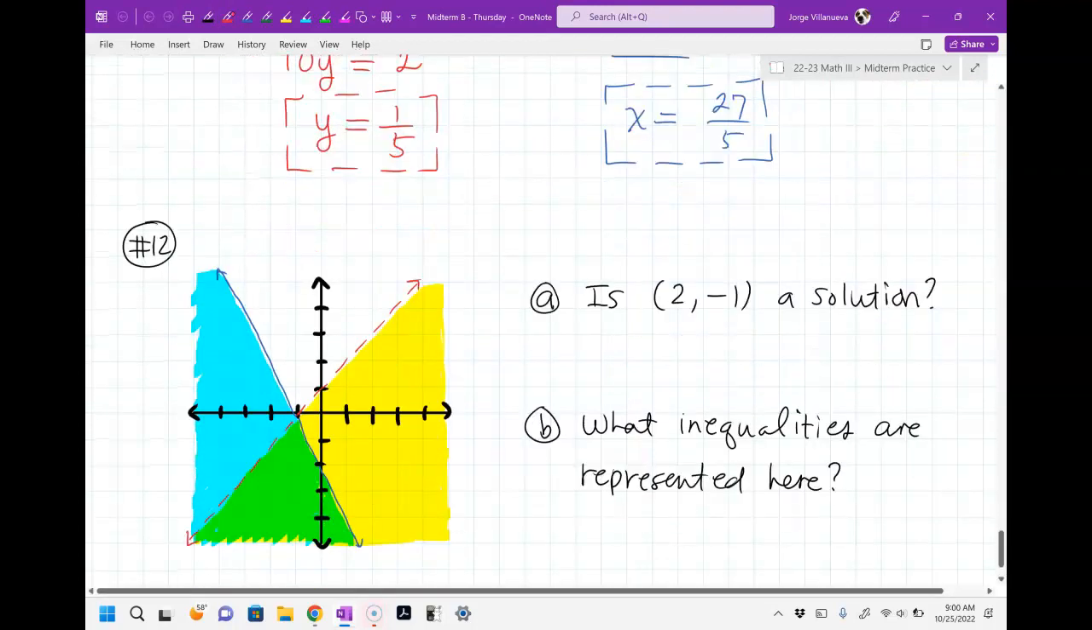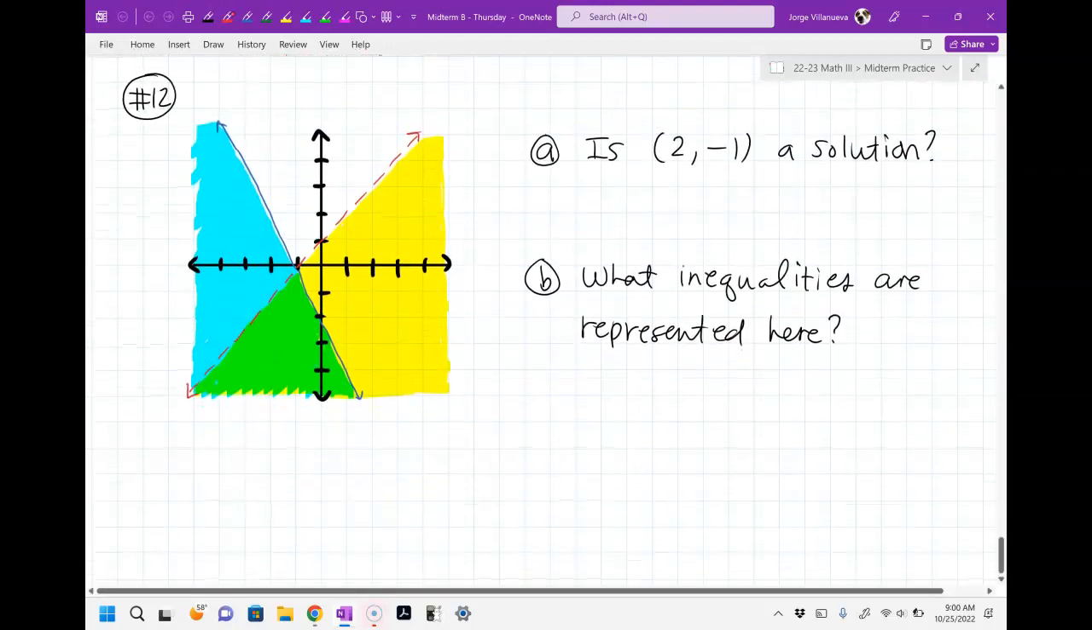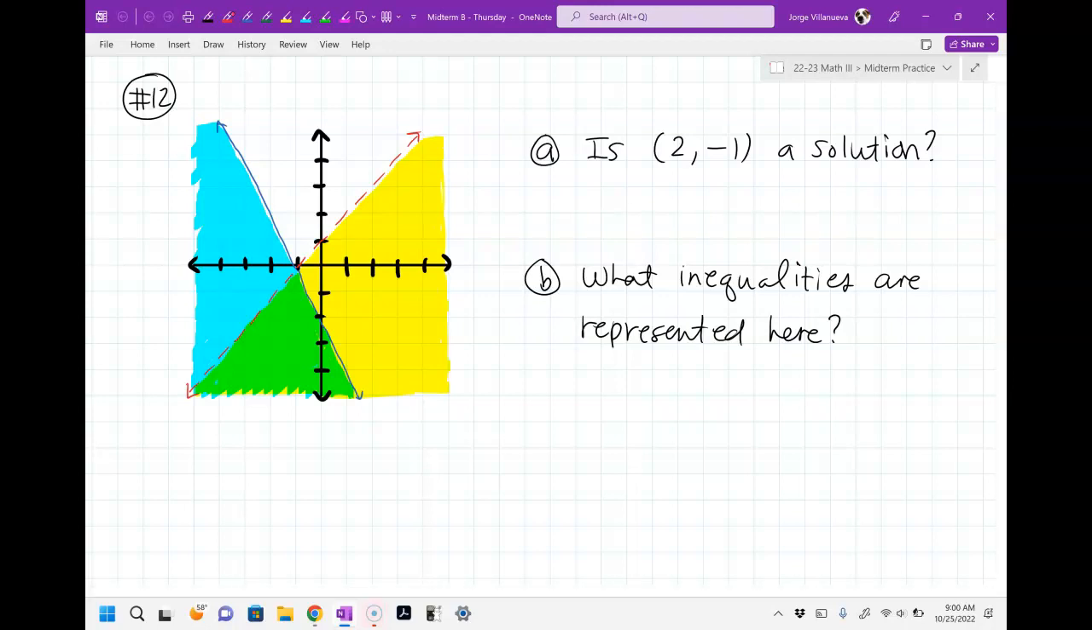All right, so last one. Now this is the one I told you I recommend you maybe don't draw because it's going to take you a really long time, okay? So let's just kind of get into this. Part A, they say, is (2, -1) a solution to this graph? So let me show you where (2, -1) is.